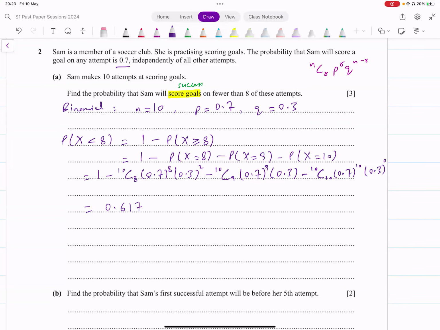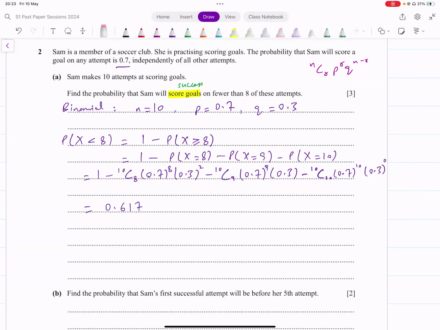Ali, it does not say that Sam will score 7 goals. It says that she will score less than 8 goals. It could be 0, 1, 2, 3, 4, 5, 6, 7. All of those possibilities are there. Not just 7, it's all of these possibilities. Okay.